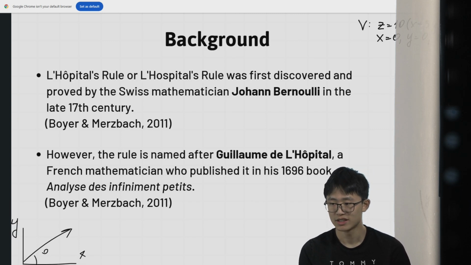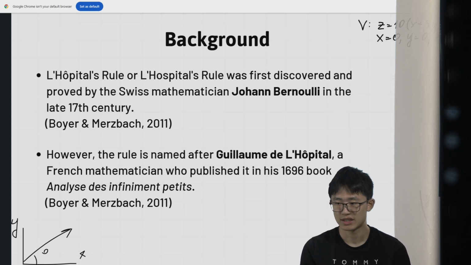Okay, so L'Hopital's rule was first discovered and proved by the Swiss mathematician Johann Bernoulli in the late 17th century. However, the rule is named after L'Hopital, a French mathematician who published it in his 1696 book, Analyse des Infiniment Petits.